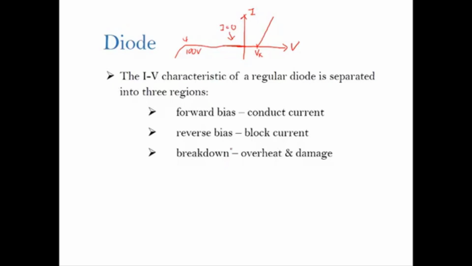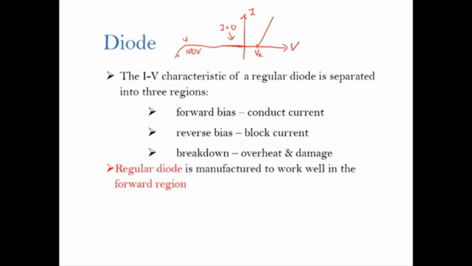So this is breakdown. At the breakdown, current starts to flow, and at the higher current, it will induce more heat, and then it's overheating, and that leads to the damage of the device. So we have two regions: forward, reverse, and breakdown.